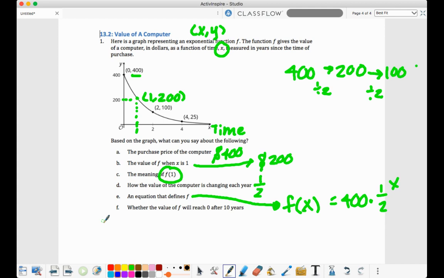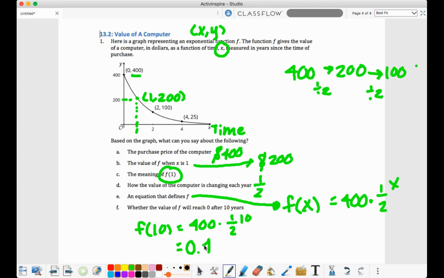So now let's figure out for question F, whether the value of f will reach 0 after 10 years. Think about that, see if you can calculate it. So in order to solve this one, our input's going to be 10. We know using order of operations, we have to do the exponent first, so 1/2 to the power of 10, and then we multiply that by that initial value. And when we do that, it's going to be about 40 cents.